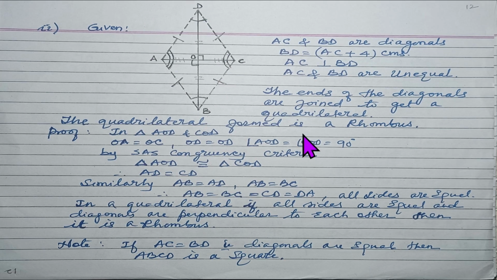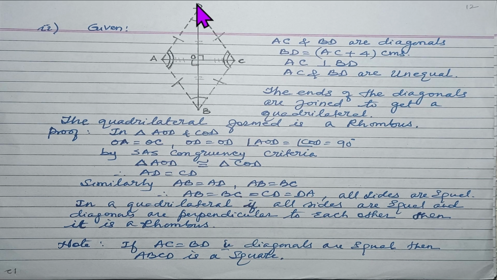Now we have to show that the quadrilateral is a rhombus. In triangle AOD and triangle COD, we know that OA is equal to OC and OD is common. Angle AOD and angle COD are equal to 90 degrees, because that is what is given to us. We are given that AC and BD are diagonals and AC is perpendicular to BD. Therefore AOD and COD are 90 degrees.